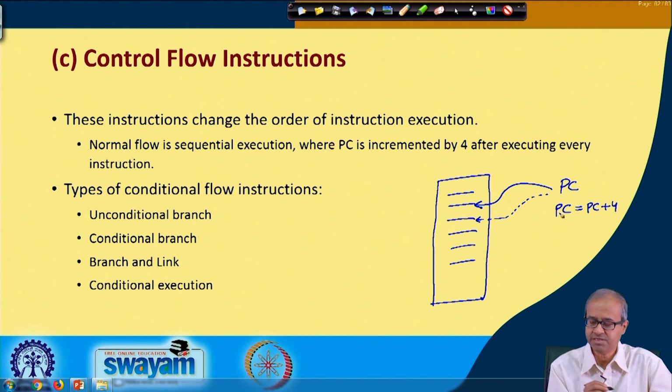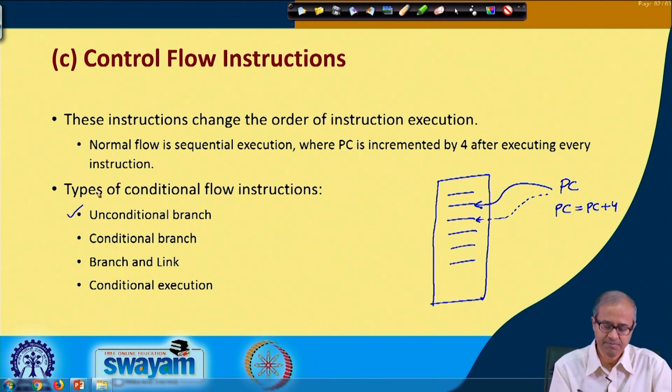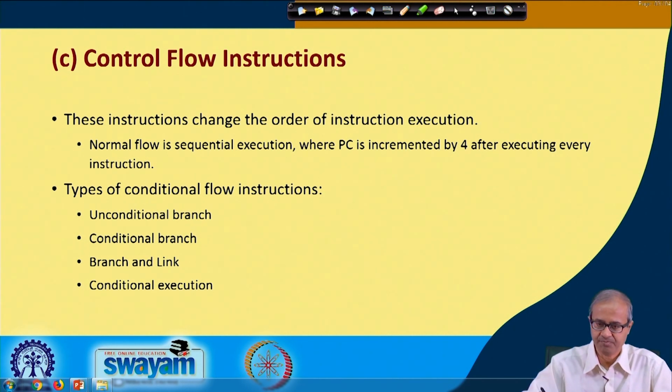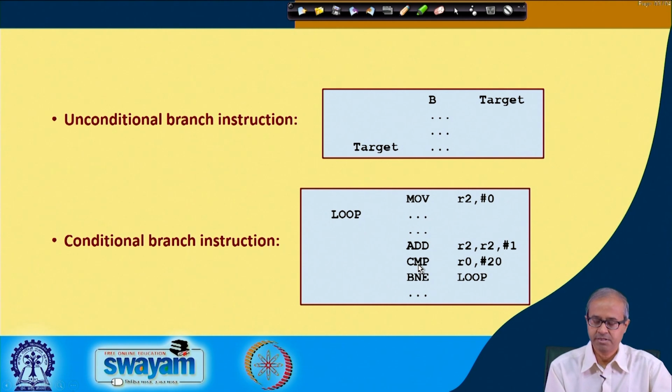Now, in control flow, the PC is not incremented by 4, but rather you are updating PC with some other value. So, the next instruction will be from somewhere else. In terms of the types of control flow instructions, there can be unconditional branch, conditional branch, branch and link, and conditional execution instructions. There can be broadly these 4 categories of instructions. So, let us look at these instructions one by one.